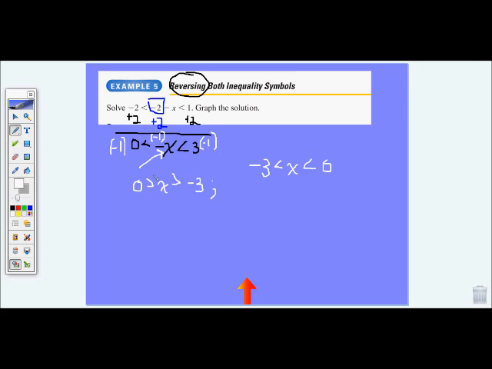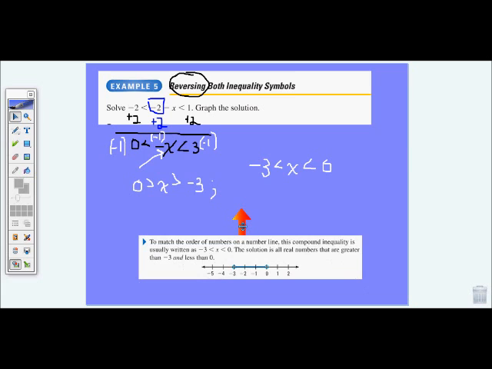The reason I did that again was I wanted it as a number line. I would see negative 3 to the left of 0. Let's go ahead and take a peek at that number line and see how they shaded it. And again, it's a compound sentence, so it will just be shaded in between.